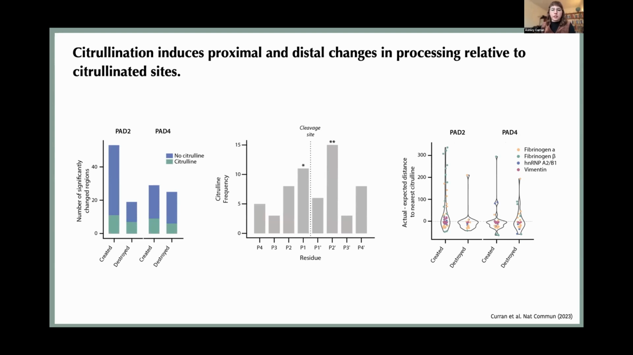But when we look at the created and destroyed regions and model the actual distance to the nearest citrulline versus the expected distance to the nearest citrulline, we find very many regions, particularly in the created category, that are much farther away than you would expect from the nearest citrulline. So this shows that citrullination also induces distal changes in processing, which is likely due to changes in protein folding rather than directly related to proteolytic cleavage.